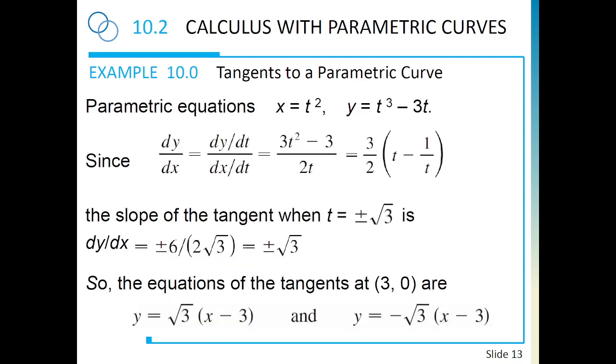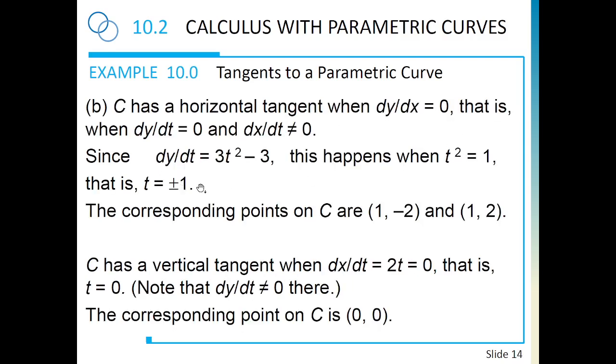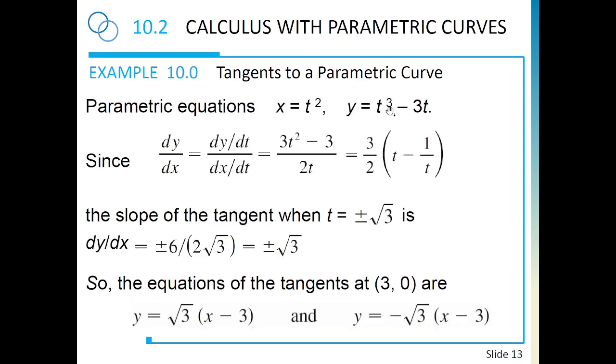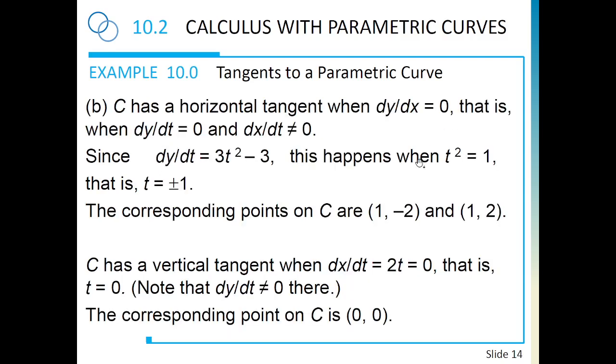And our derivative for x is 2t, so it's only 0 at 0, so basically we don't have problems at plus or minus 1. Great, so that means at time plus 1 and minus 1, the slope is 0, so we have horizontal tangent. Now we take the value of time 1 and plug it into the equation for x and y, so it will be 1 and then minus 2.